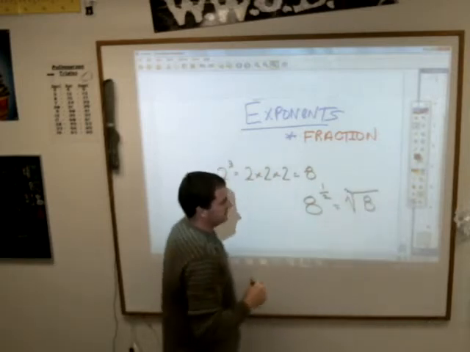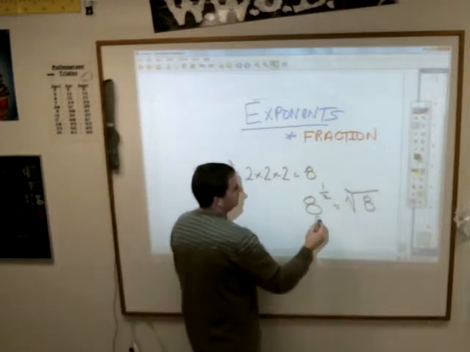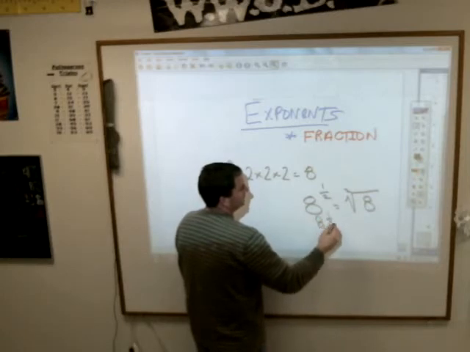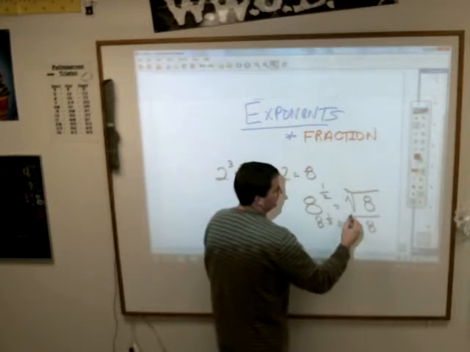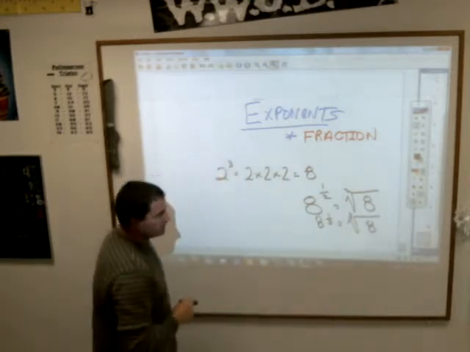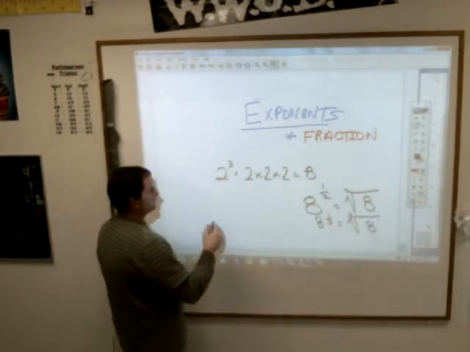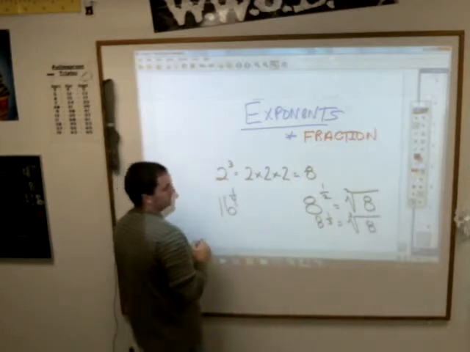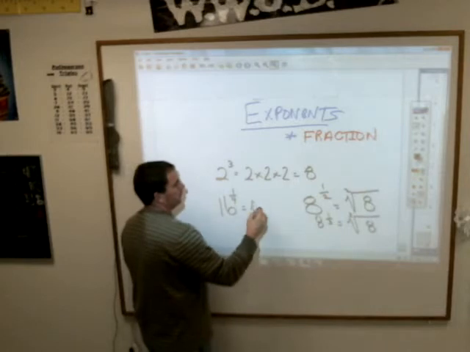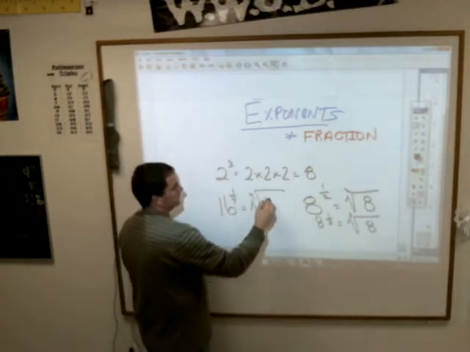Let me give you a couple more examples. 8 to the 1/3 power is the cube root of 8. 16 to the 1/4 power is the 4th root of 16.